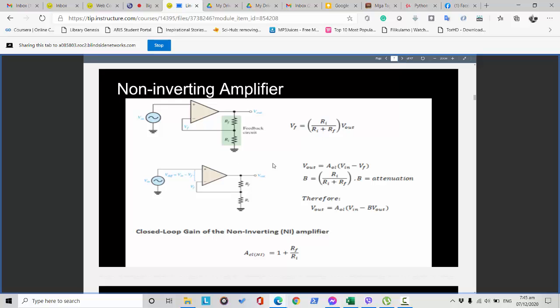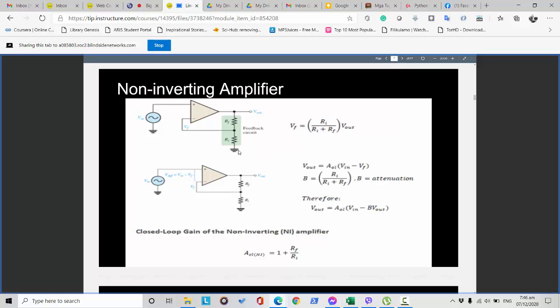So a non-inverting amplifier is a type of operational amplifier, a class of op-amp, and it is an op-amp circuit configuration that produces an amplified output signal. So basically it's acting as an amplifier.